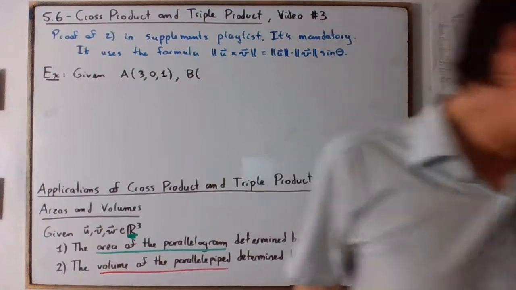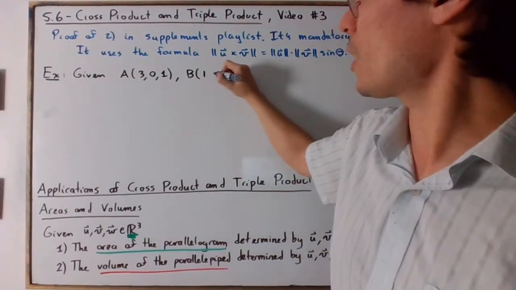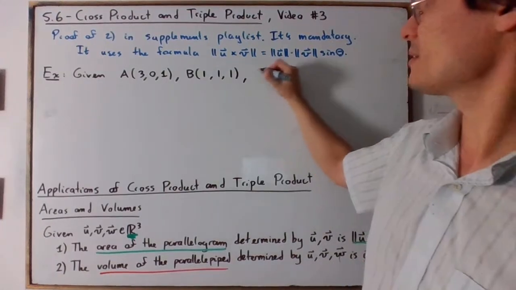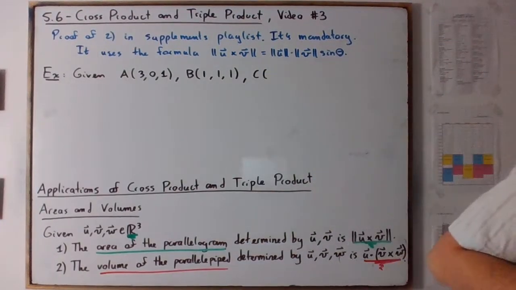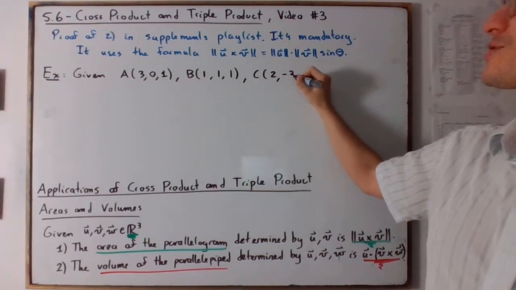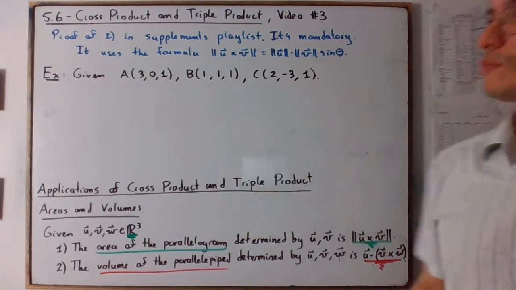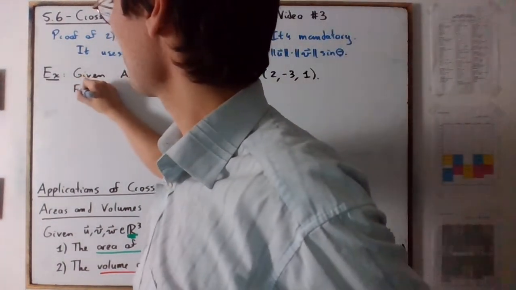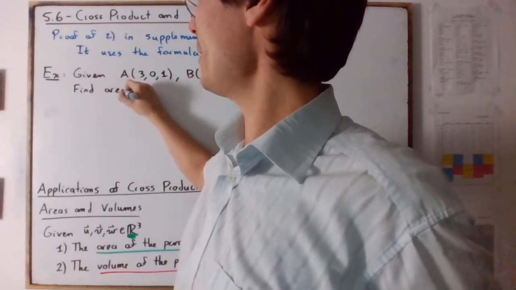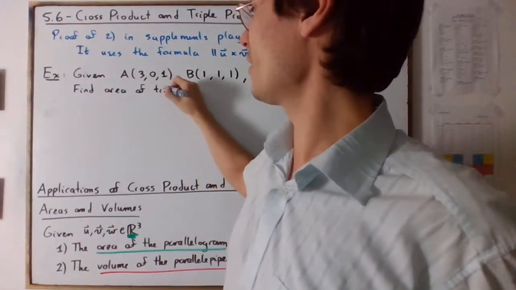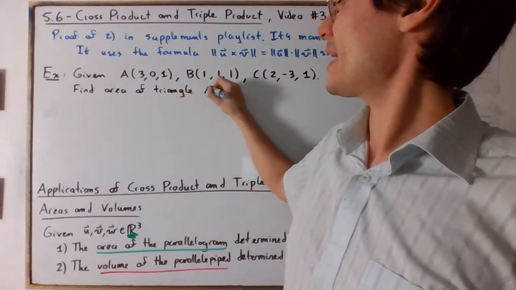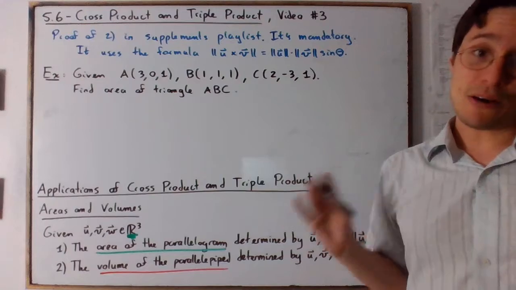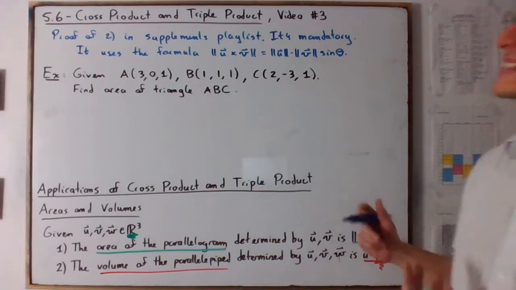B, which will be the point 1, 1, 1. And C will be the point, so let's say 2, -3, 1. So the problem is to find the area of the triangle ABC. Okay. Now, before we solve the problem, let's just set it up.